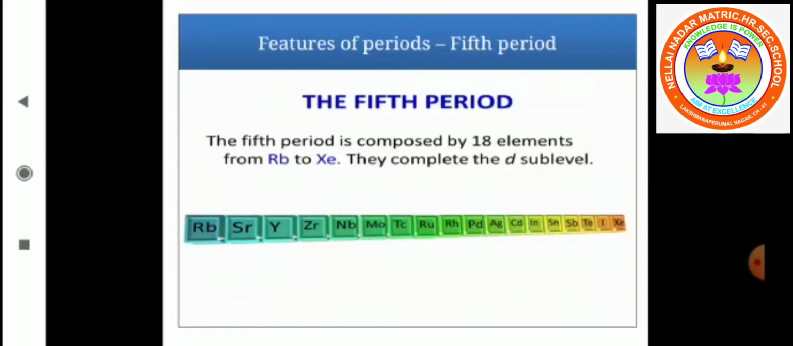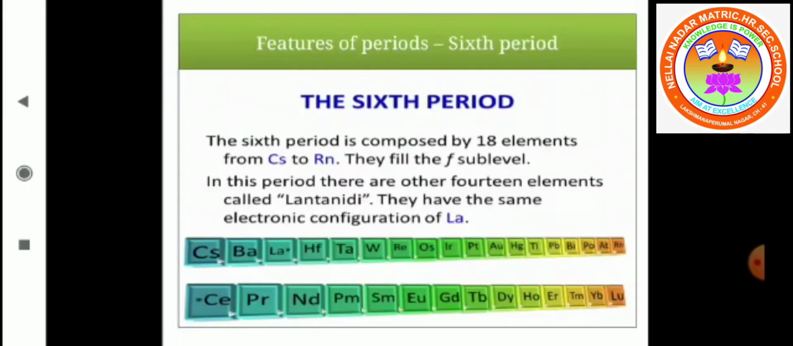Okay children, so these are the elements of the fifth period. So totally 18 elements are there. So this is the fifth period of the modern periodic table. The next one is the sixth period of the modern periodic table, starting from cesium, with the atomic number 55, and ending with radon of atomic number 86.